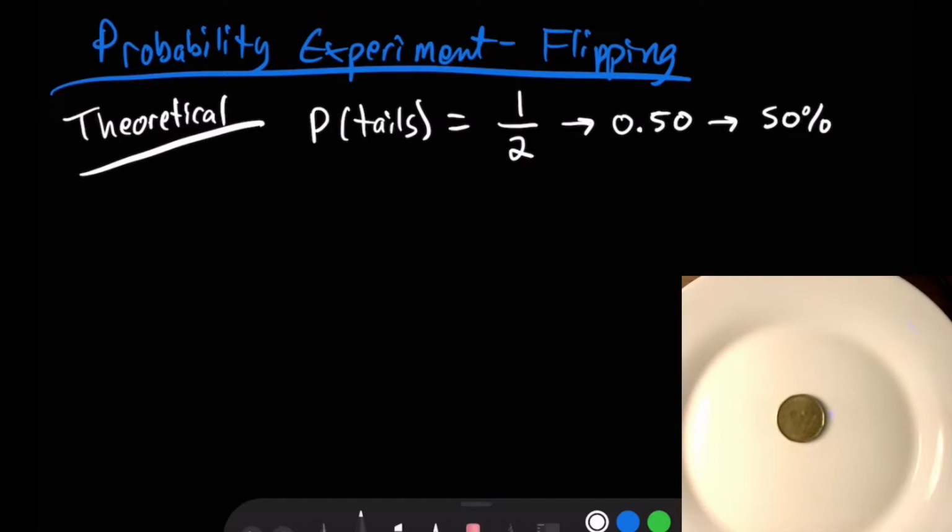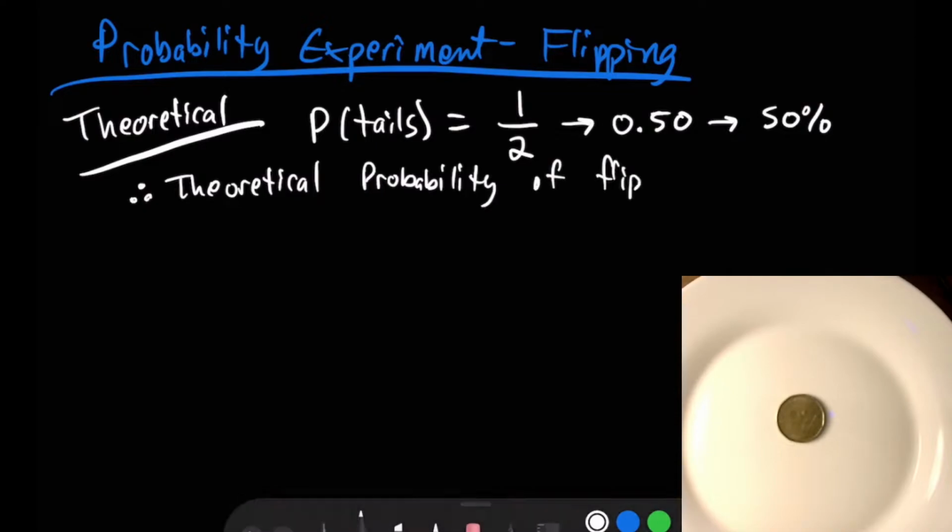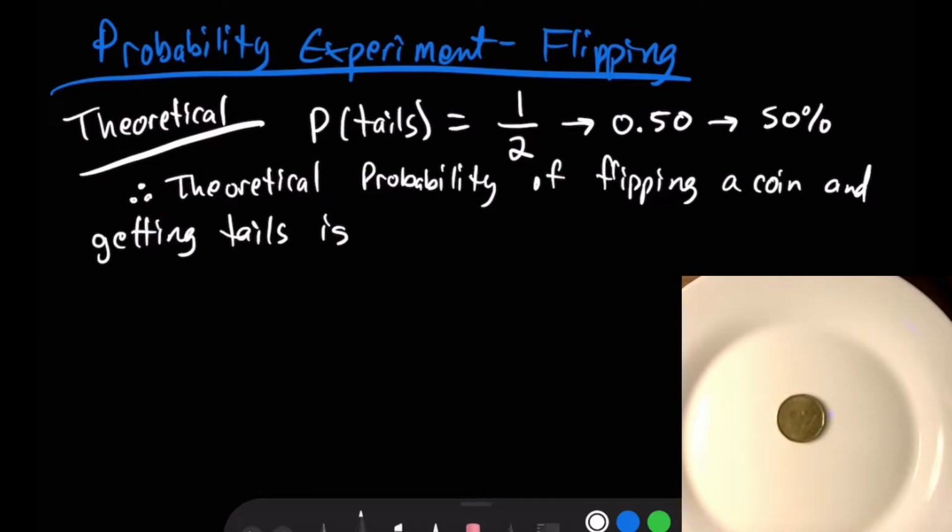And let's just write that using a concluding statement just to have it directly stated. Therefore, the theoretical probability of flipping a coin and getting tails is 1 out of 2, or 50%.